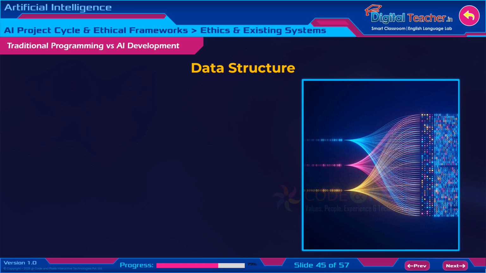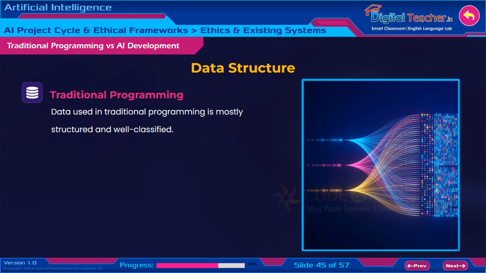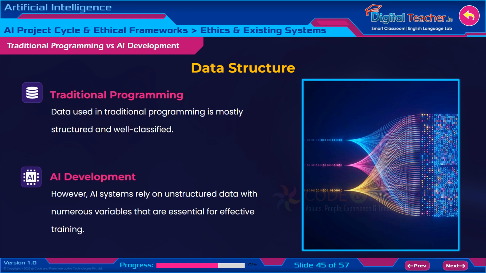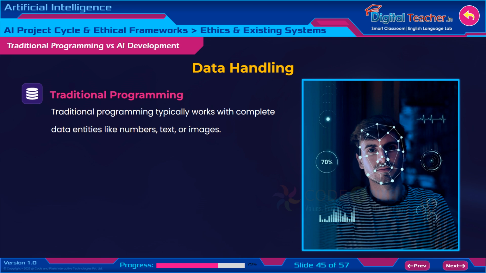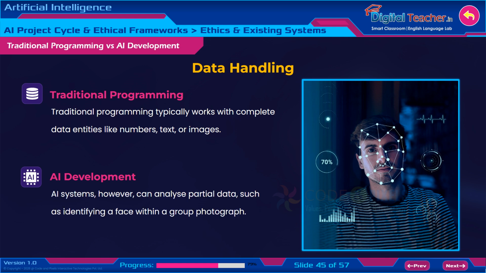Data structure. Data used in traditional programming is mostly structured and well classified. However, artificial intelligence systems rely on unstructured data with numerous variables that are essential for effective training. Data handling. Traditional programming typically works with complete data entities like numbers, text, or images. Artificial intelligence systems, however, can analyze partial data, such as identifying a face within a group photograph.